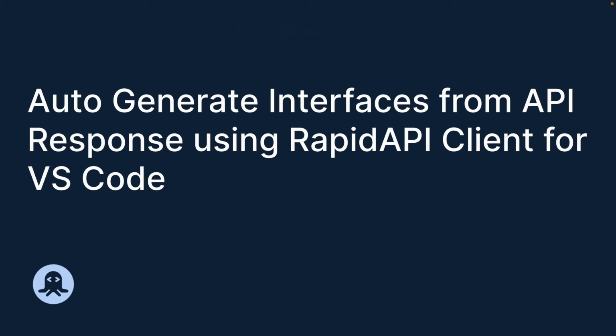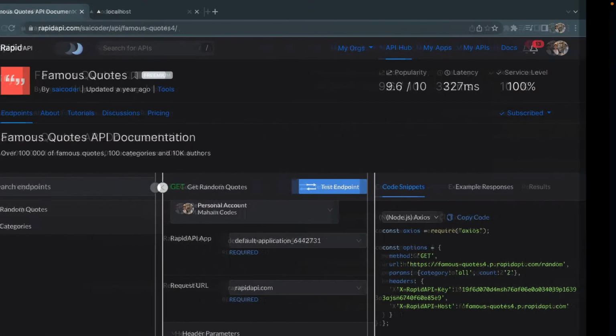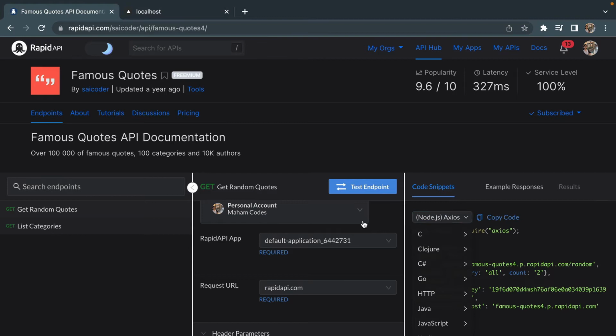Let's now talk about auto-generating interfaces from API response using RapidAPI Client for VS Code. In this, we'll be highlighting more about API development in TypeScript using RapidAPI VS Code Client. TypeScript helps developers by offering static typing, which enforces type checks during development instead of runtime, and consequently, the code quality and readability are also improved.